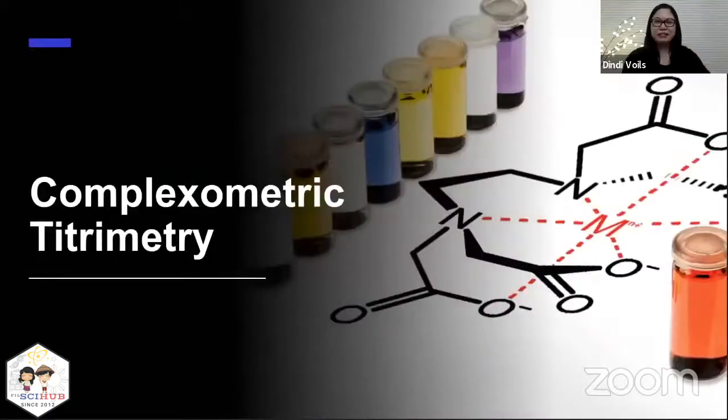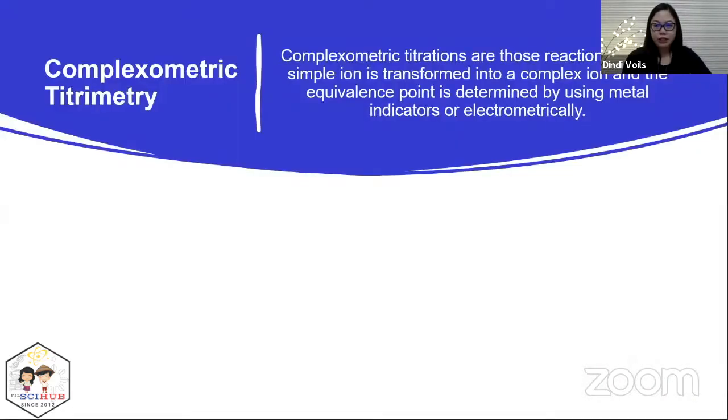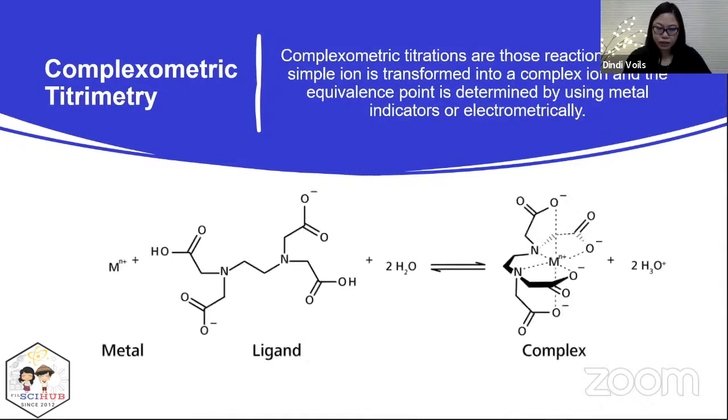100% agree, Dr. Jeff. All right, so let's move on to complexometric titrimetry. In this type of titration, you involve a simple ion that is transformed into a complex ion. So you use indicators, and also you can monitor with pH. So here's the general equation.